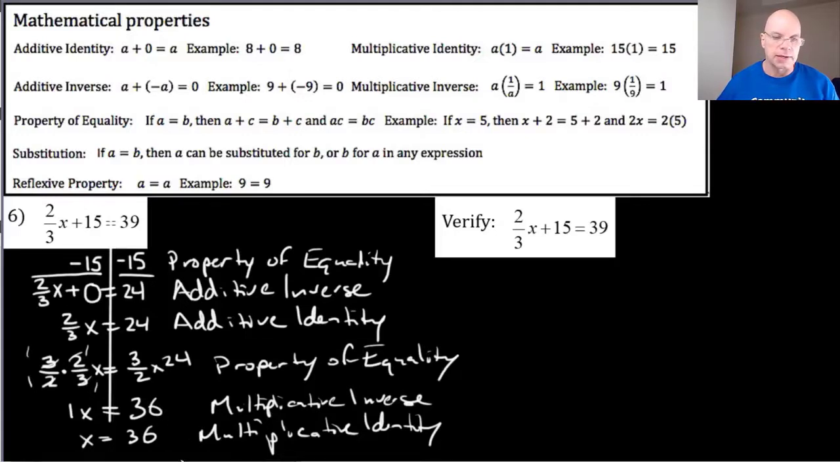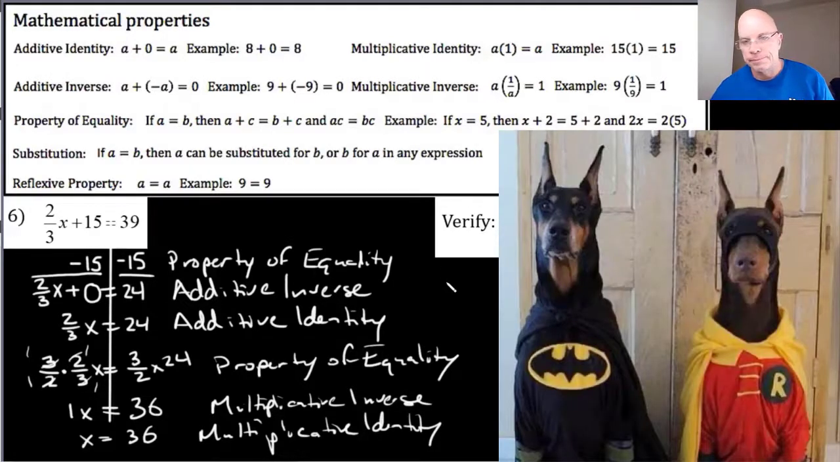Now I'm not going to circle that solution for x because I haven't yet verified it. Now we're going to use a substitution property and substitute that value for x. If x is 36, I should be able to substitute 36 into this original equation, and I should find out that the left side of the equation, once I simplify it down, is actually 39. Do that during the pause and then come back and see how you did.